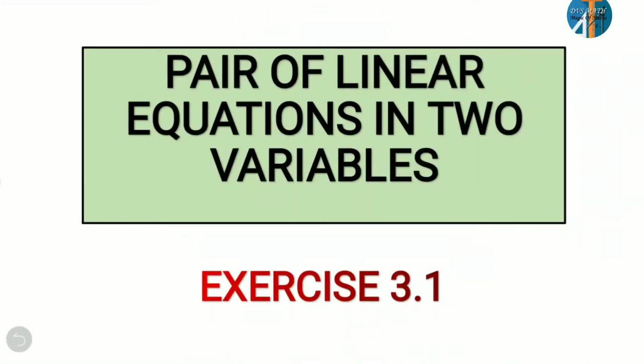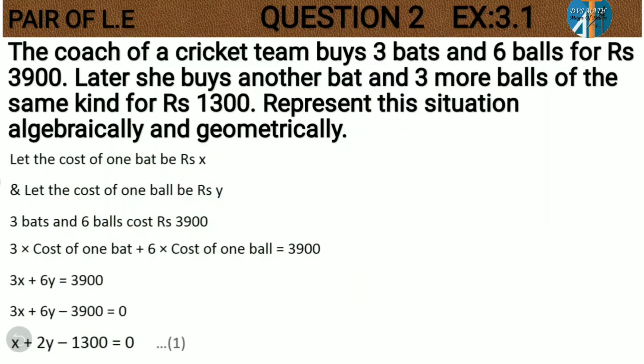So, pair of linear equations in two variables. Continuing the same Exercise 3.1, question number 2. The coach of a cricket team buys 3 bats and 6 balls for rupees 3900. Later she buys another bat and 3 more balls of the same kind for rupees 1300. Represent this situation algebraically and geometrically.